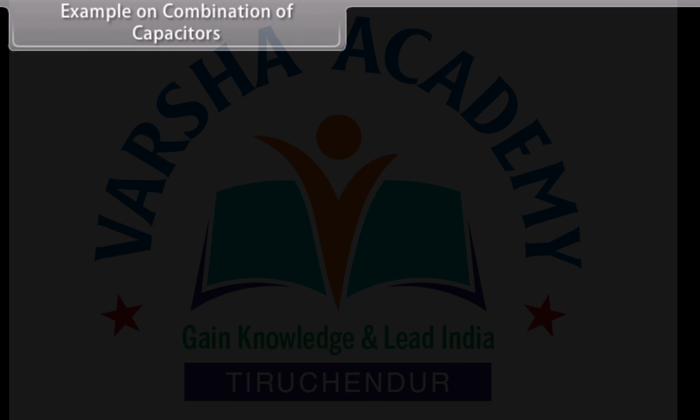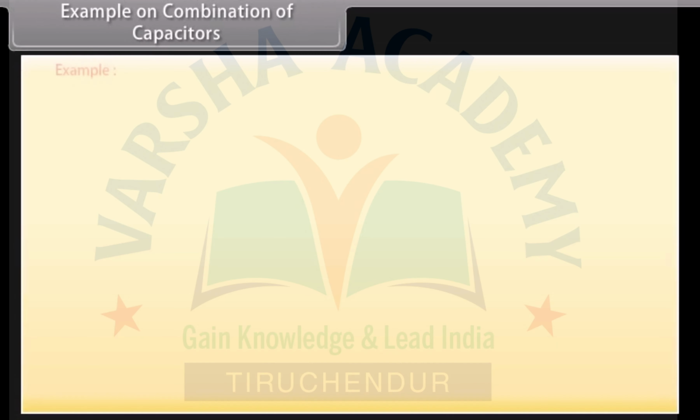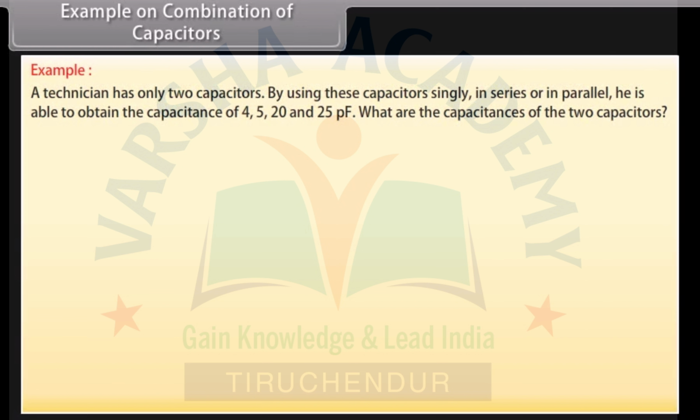Example on combination of capacitors. A technician has only two capacitors. By using these capacitors singly, in series or in parallel, he is able to obtain the capacitance of 4, 5, 20 and 25 picofarad. What are the capacitances of the two capacitors?